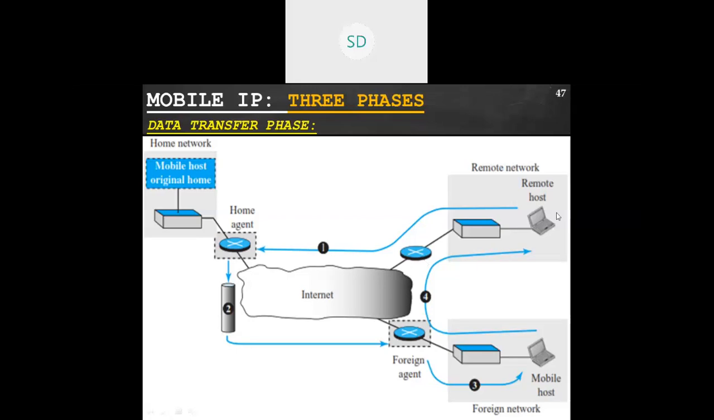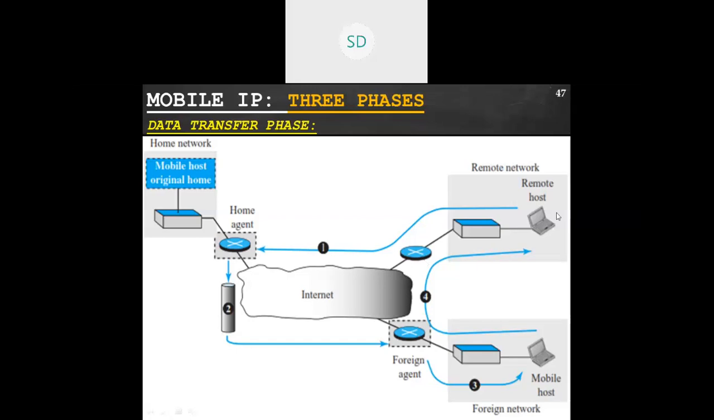So in this data transfer process, both in transferring and receiving data from the remote network, the remote host is totally unaware. The remote host is totally unaware of any movement by the mobile host. Even though the mobile host is moving from one network to another, your remote host will not come to know, because basically the packet will be sent to the home agent, and from the home agent it will be routed. So the remote host will be totally unaware.